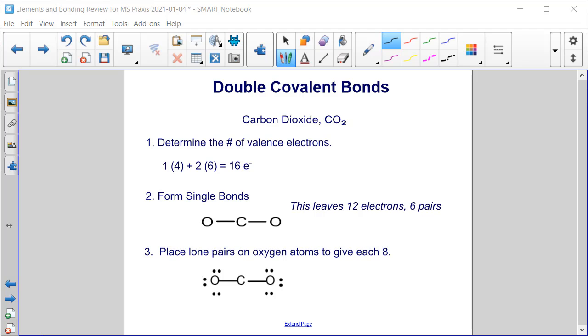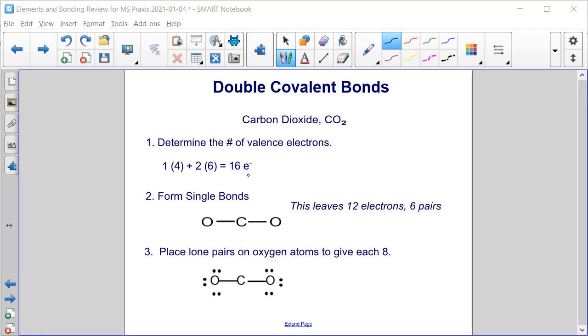Let's look at an example for drawing a Lewis structure of a compound that requires a double covalent bond. Carbon dioxide, CO2. The first step is to determine the number of valence electrons. There is one carbon atom. Carbon has 4 valence electrons. There are 2 oxygen atoms, each of them having 6 valence electrons. This gives us a total of 16 electrons in our Lewis structure.